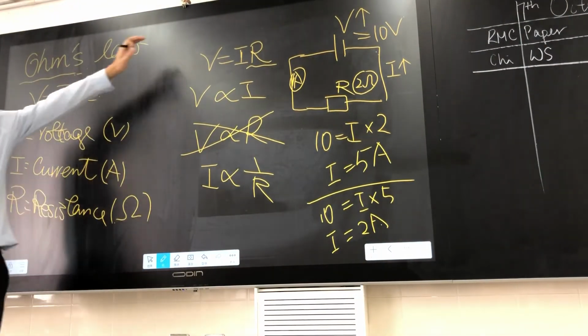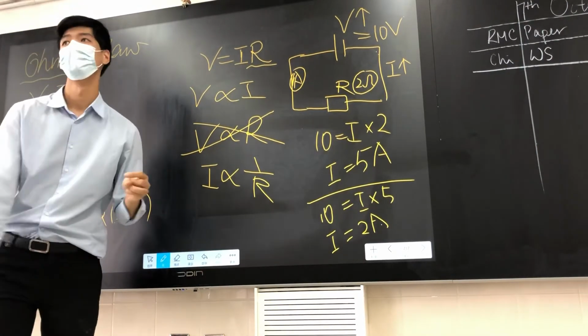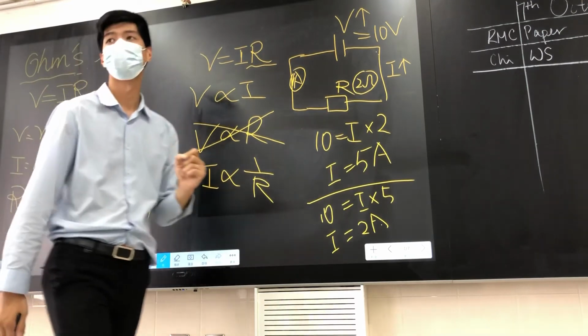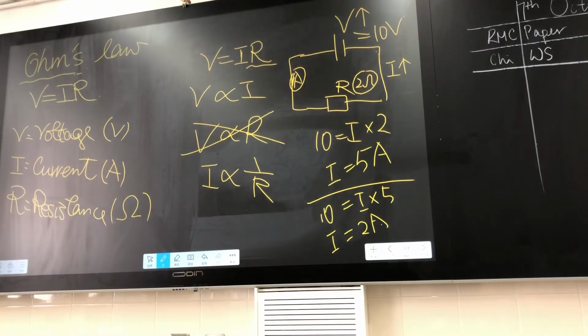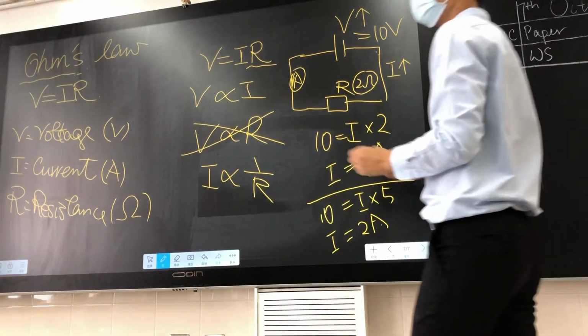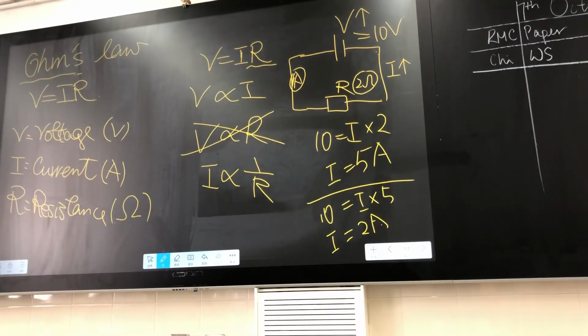So if you have the constant voltage supply and you increase the resistance, then the current will be decreased. Okay? So this is very important because the power supply normally is a constant value.